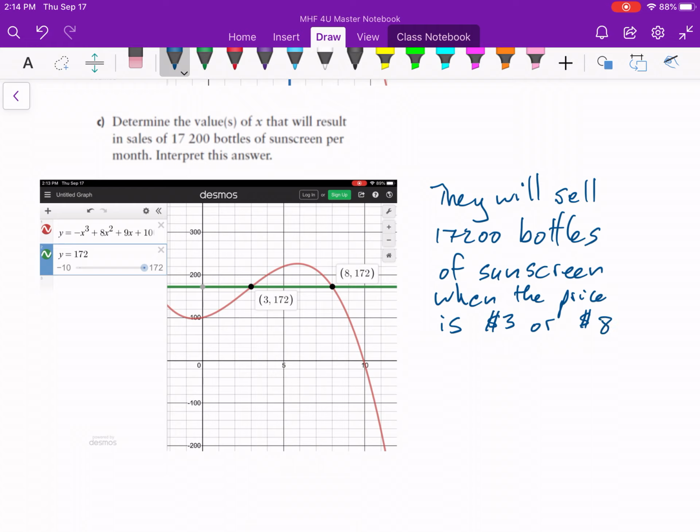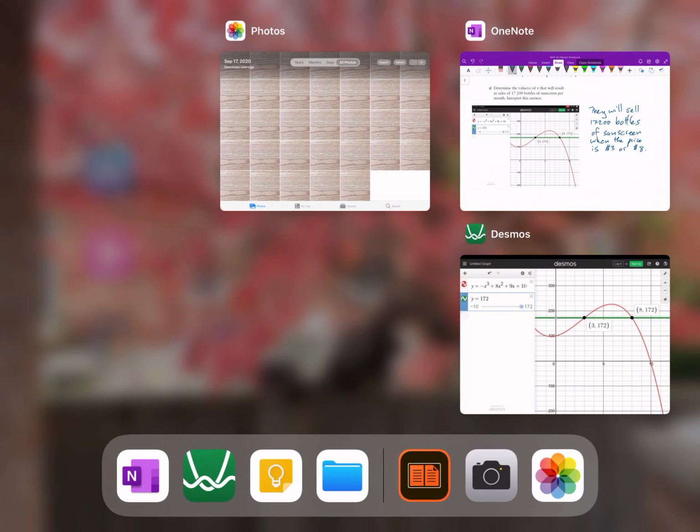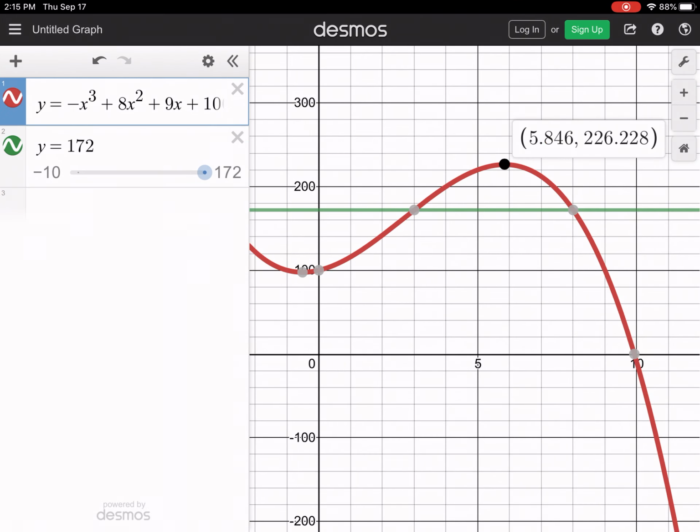So we have multiple answers, and that makes sense. You can see from the graph that they'll sell more bottles for somewhere in between. So at around $6 or $5.75 maybe, that's where they sell the maximum. That's not one of the questions, but if that was a question, we could certainly answer it. If I want to find out what price gives me the maximum sales, then it would be $5.85 per bottle. So again, we can use Desmos, we can play around with it, and it can really deliver up a lot of information to us, getting familiar with the graph.